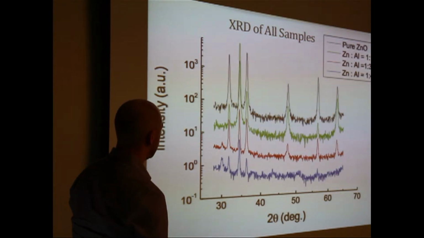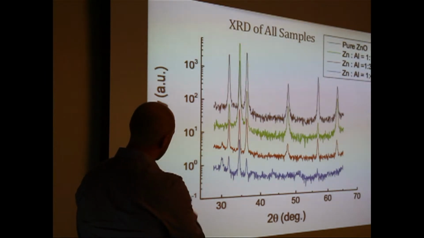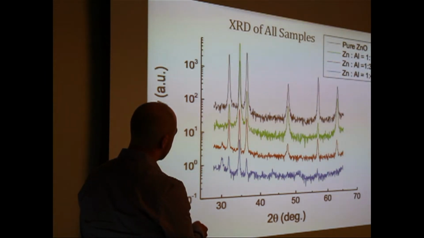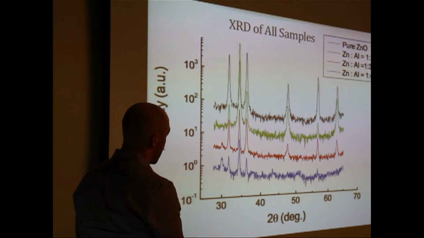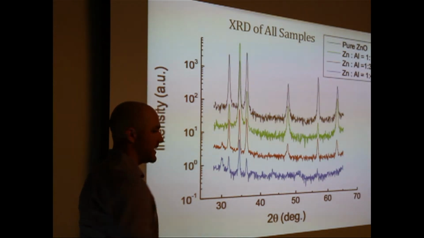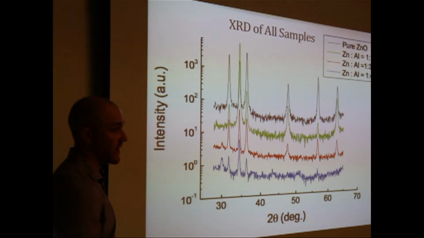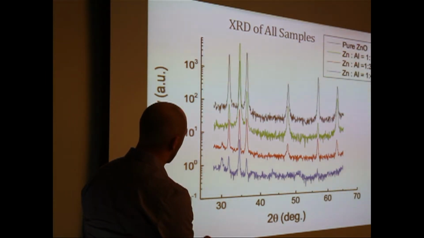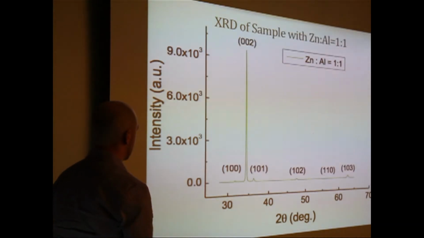This is the XRD of the sample. These are arbitrary units, so these are all just shifted down. What you can get from this is that each peak is smaller as you increase the aluminum concentration, indicating that the crystal structure is degrading as we increase the aluminum. There's one exception to that, and that's the 1-to-1 sample, the nanowires. So we're going to look at that a little closer.